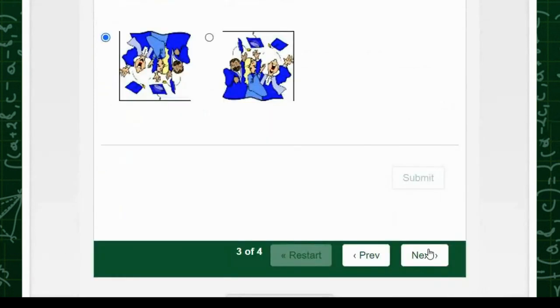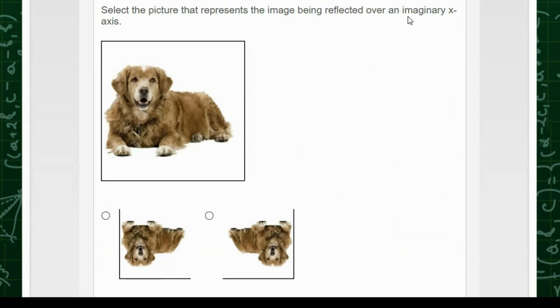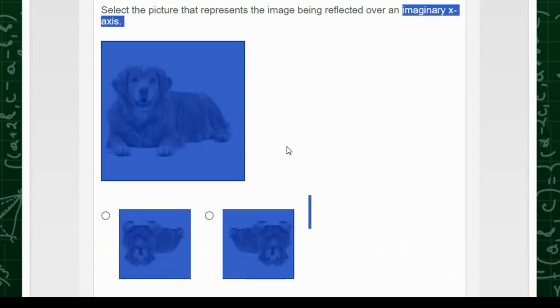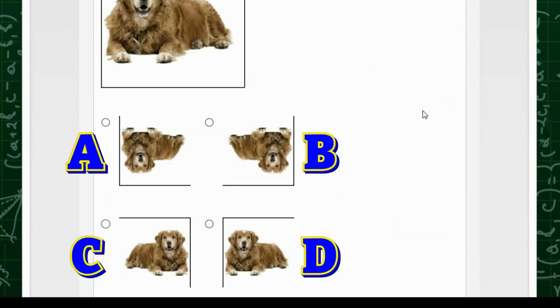Let's see, number 4. It's our last one. Got this puppy dog being reflected over the x-axis again. Which one of these reflects that puppy dog? A is the top left. B is the top right. C and D are on the bottom. A, B, C, D. Puppy dog reflected over the x-axis.